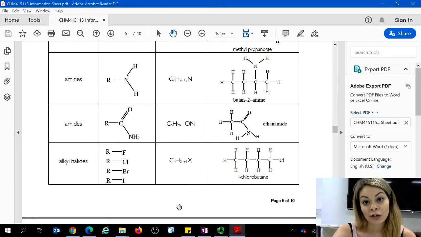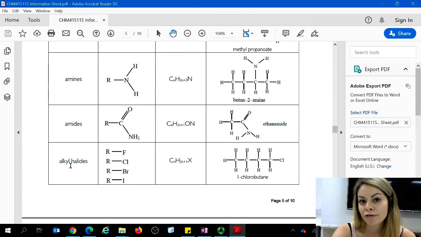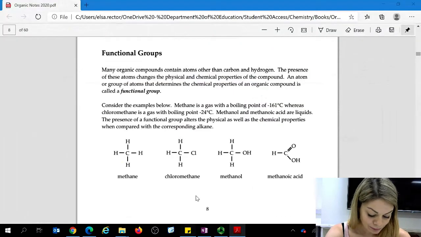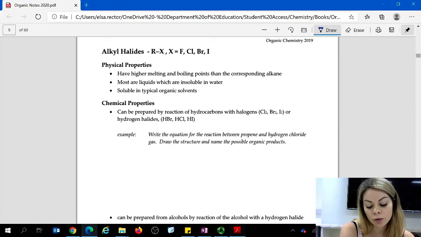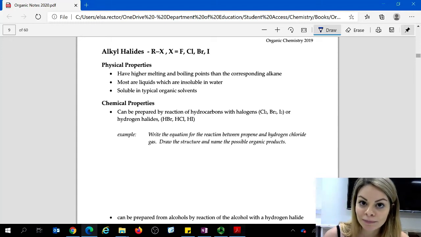The first one that I'm going to look at quickly with you now is the alkyl halides, because they're fairly straightforward and you've already looked at them in physical sciences. Why do alkyl halides have higher melting and boiling points than the corresponding alkane? Because they have a partial negative charge on one end, so they can create polar bonds.